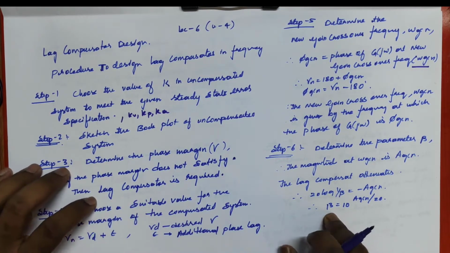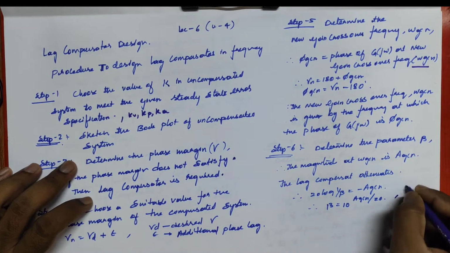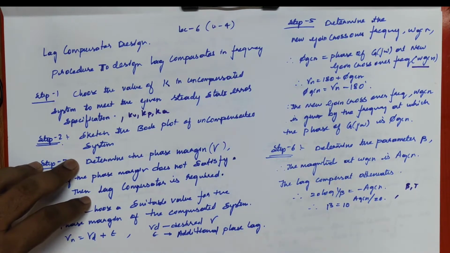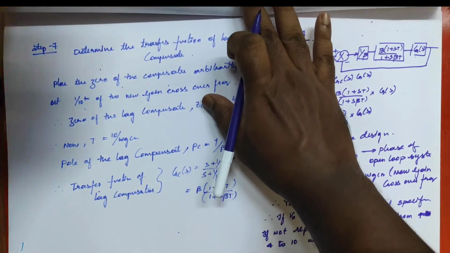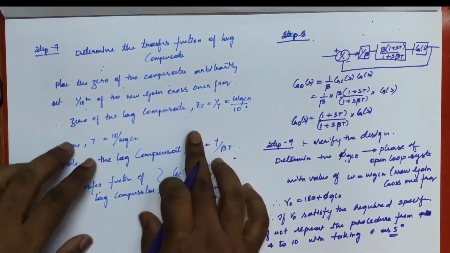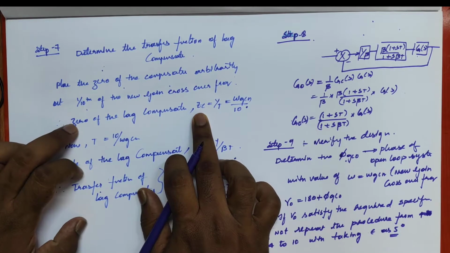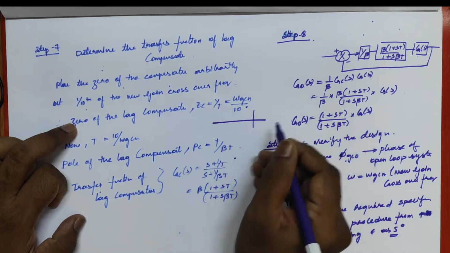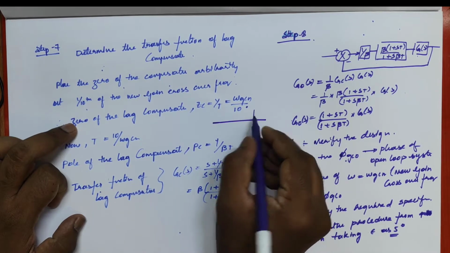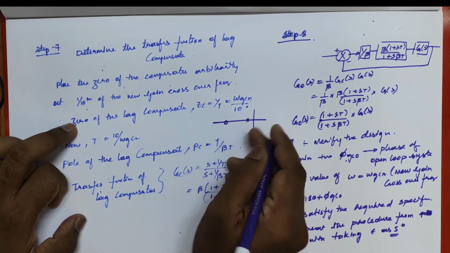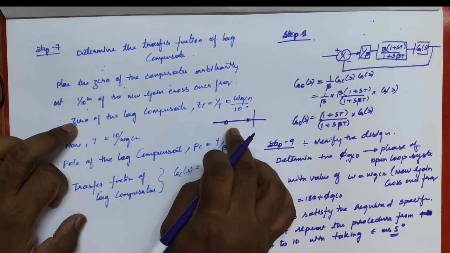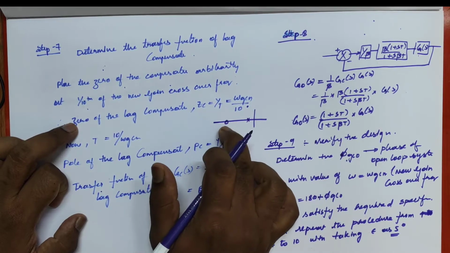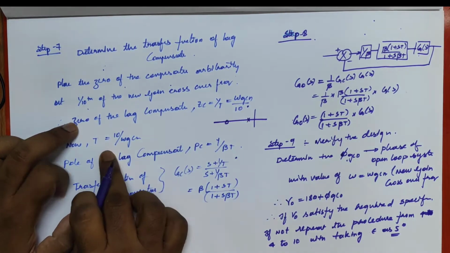As you know, for the design we need to know the values of beta and T. So after getting beta, we'll find the transfer function in this form. We choose the zero of the lag compensator. As you know, the lag compensator has a pole near the origin and a zero far away from the origin. So we approximately take ZC as omega GC by 10. And from this equation we'll find the T value.